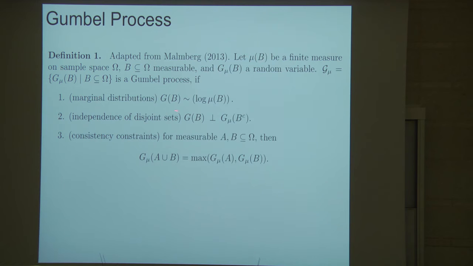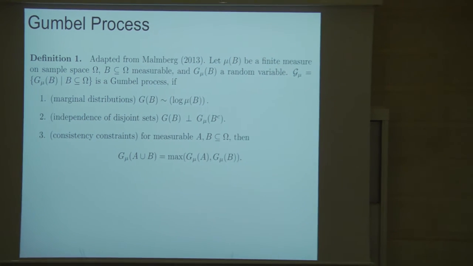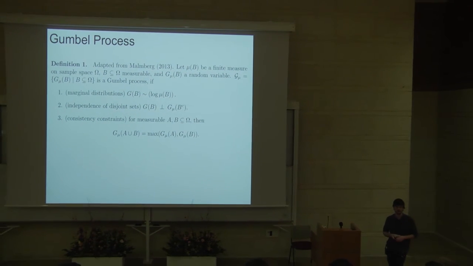The second is independence of disjoint sets, which says if you have two disjoint subsets, the distributions of their maxes are independent. And finally, there's this consistency constraint, which says that if you have a random variable for subset A and a random variable for subset B, then the random variable assigned to the union of these spaces needs to equal the max of the random variables assigned to each of the component subsets. You can think of it as consistently assigning values to all regions of space: if you take any subset and look at the max, it's not going to contradict what you've looked at somewhere else.